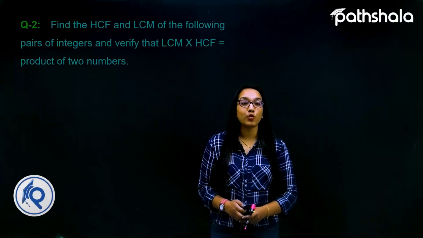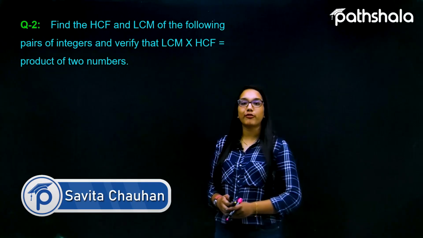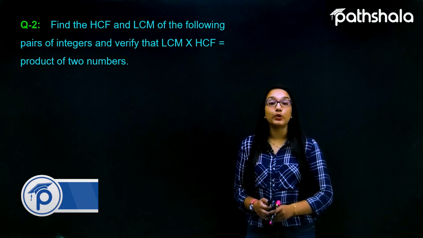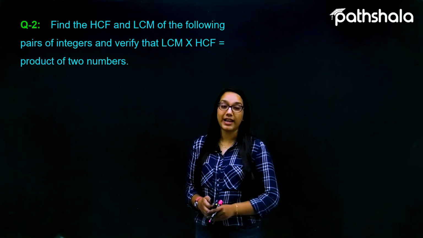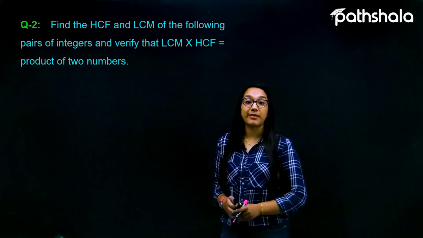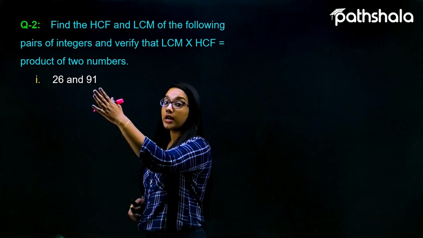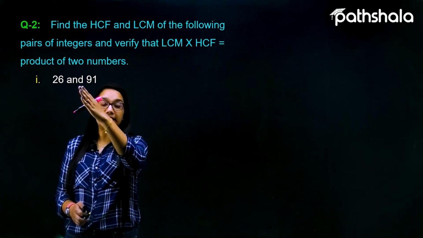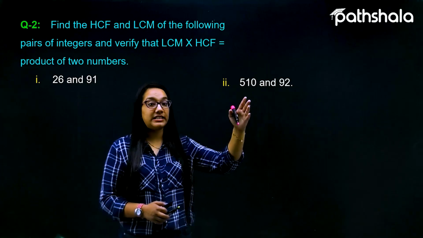So let's move on to question number 2, which says: find the HCF and the LCM of the following pairs of integers and verify that LCM into HCF is equal to the product of the two numbers. Part 1 asks for the HCF and LCM of 26 and 91, and the second part is 510 and 92.